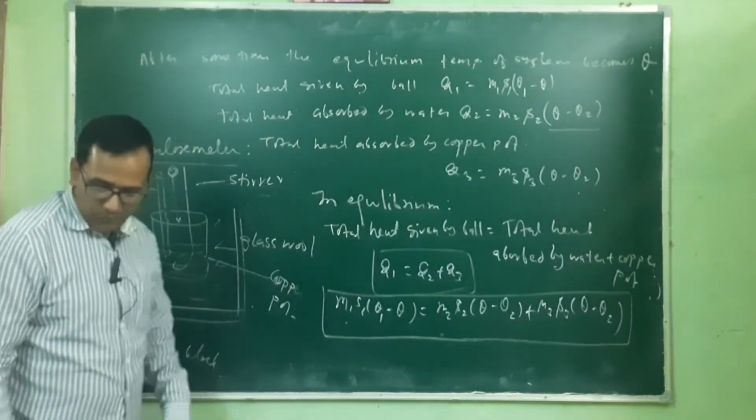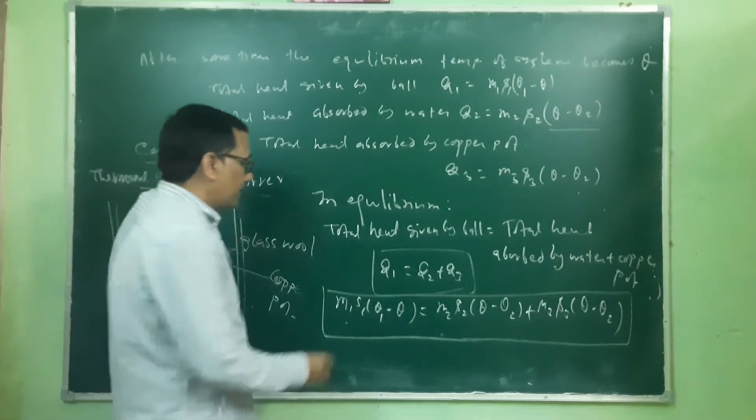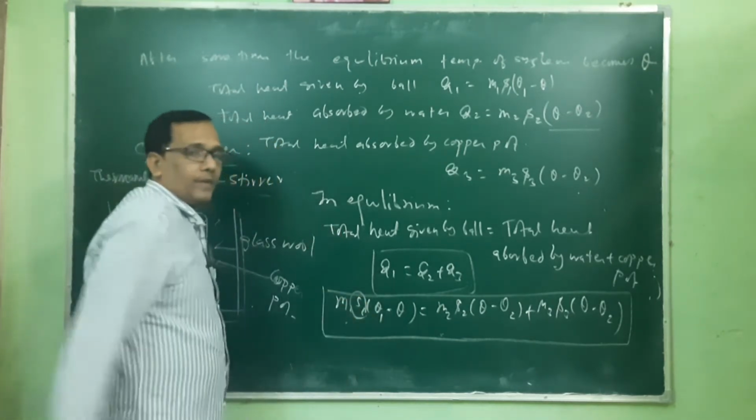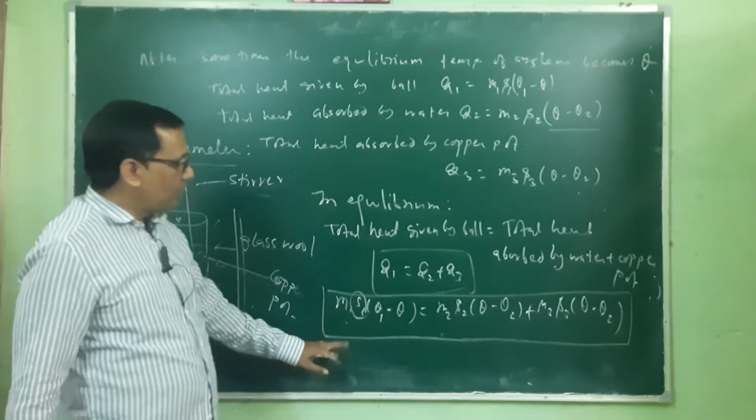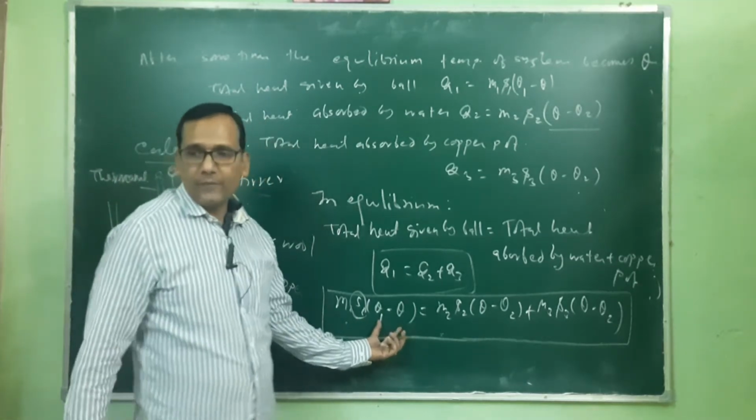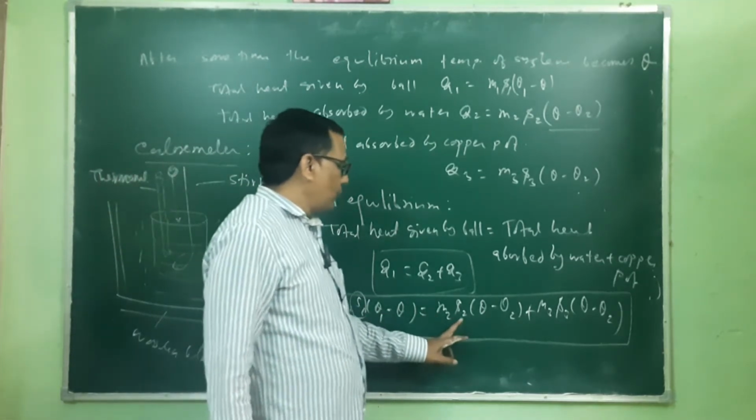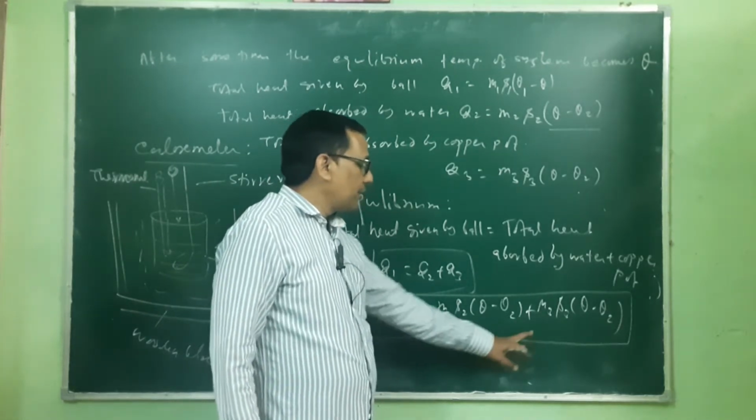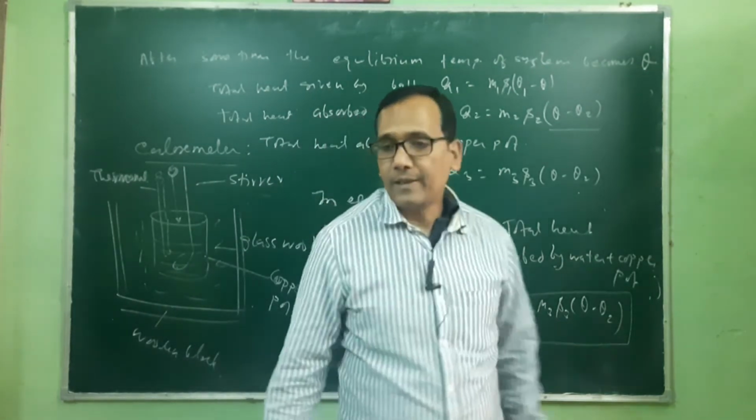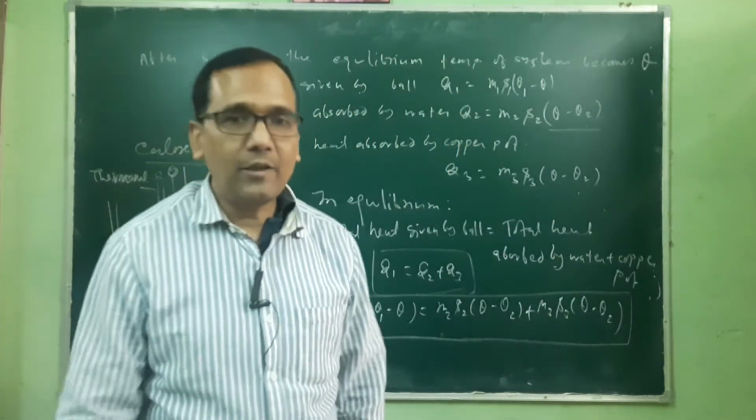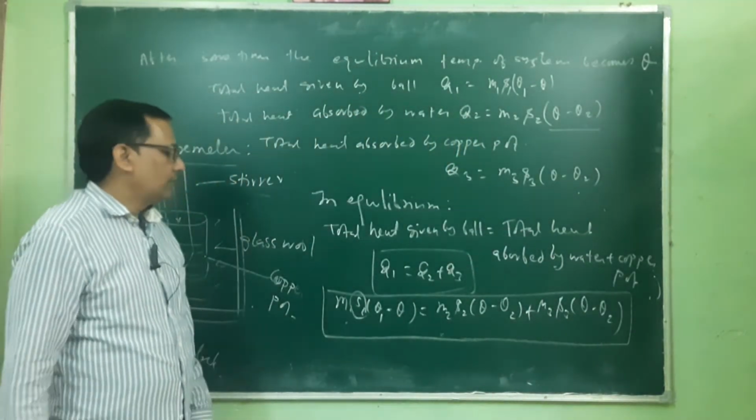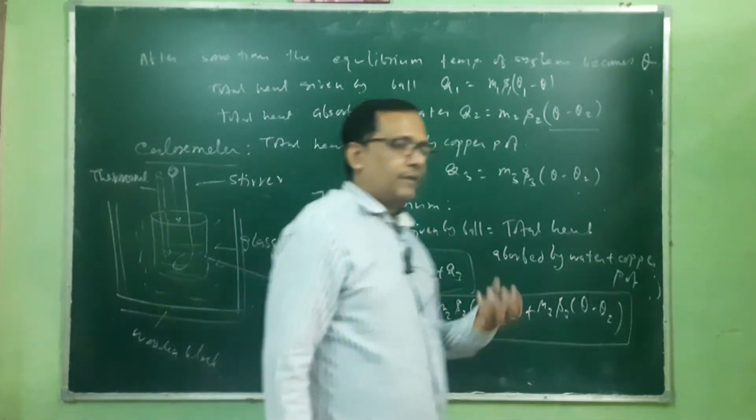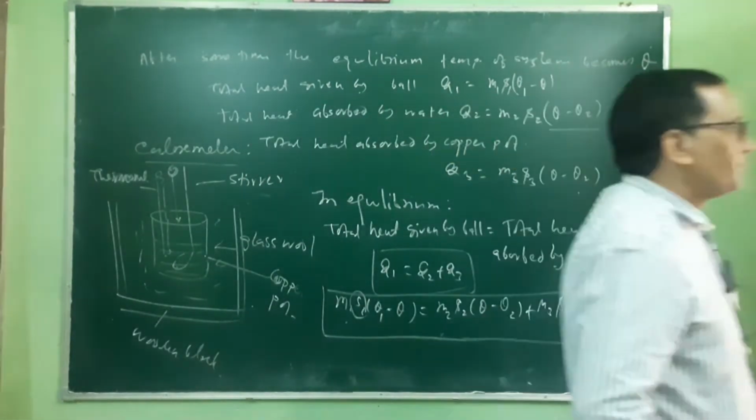So if you want to calculate the specific heat of this ball, S1, then we will measure M1 and the temperature difference, and M2, and S2, that is the specific heat of water, which is given, theta minus theta 2, and M3 and S3, that is the specific heat of copper. This is the standard value given in books. So we can calculate the specific heat of the ball.